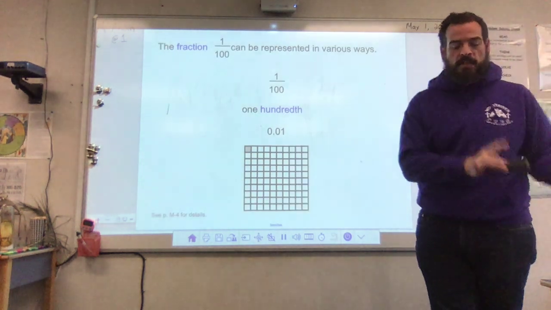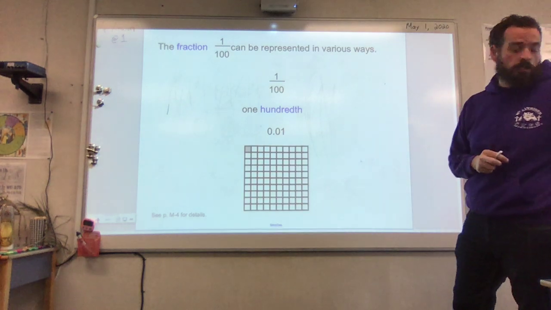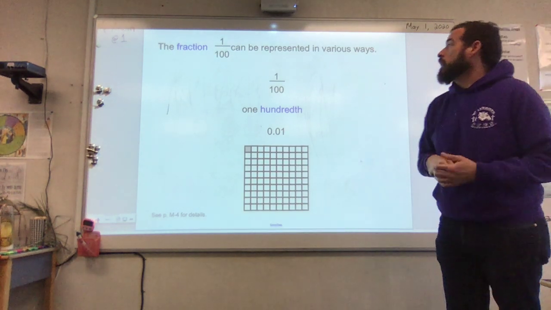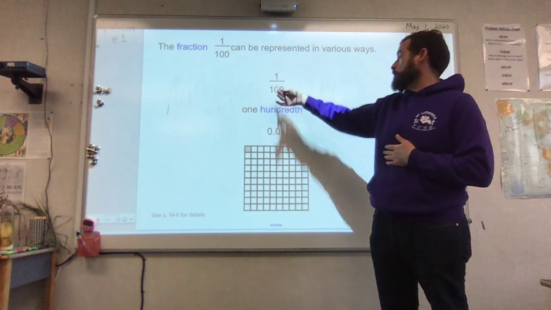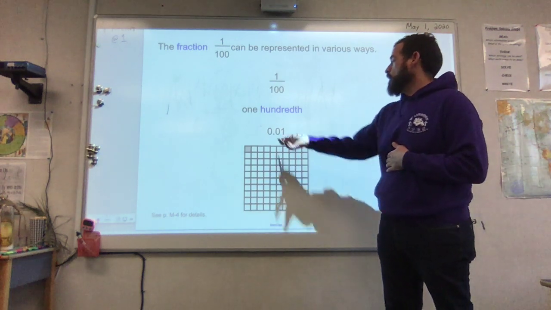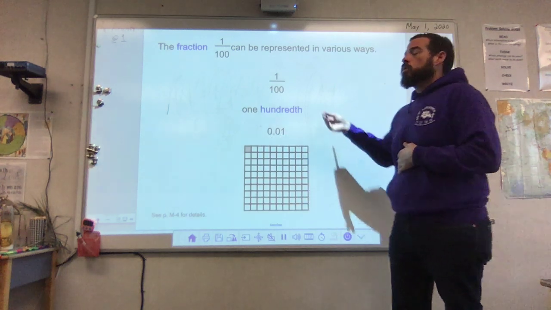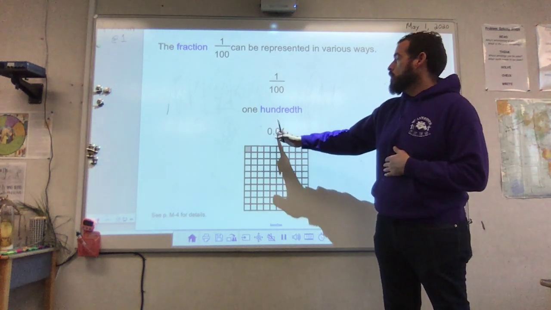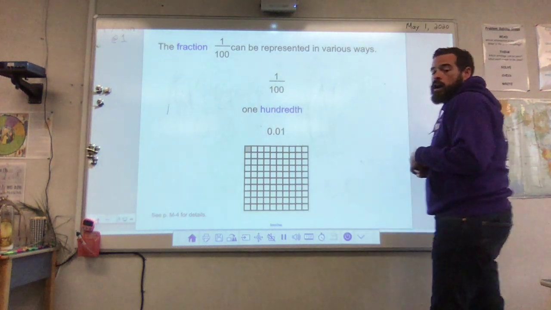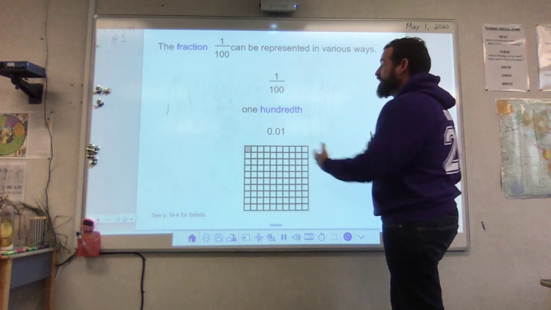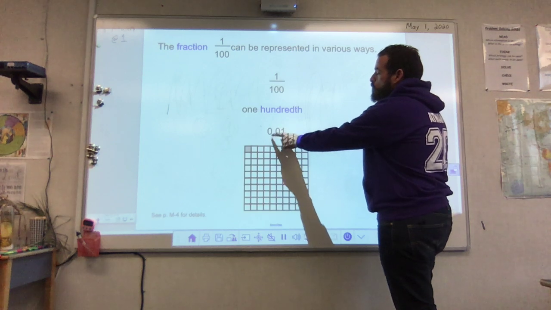Now, we just talked about tenths. We're going to move into hundredths. So we have the fraction 1 over 100, which can be represented in various ways, just like 1/10 could be. So we have our regular fraction, 1/100th. Here's our decimal, 0.01. If you notice, this number is less than 10, so that tells me that my tenths place is going to be 0. So 0.01.